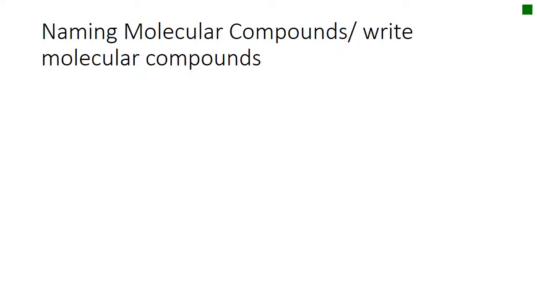It doesn't matter even if you have only one, you would use the prefix mono. For example, carbon monoxide. Your second element here, there's only one, but you would use the prefix mono. So your prefixes are mono 1, di 2, tri 3, tetra 4, penta 5, hexa 6, hepta 7, octa 8, nona 9, deca 10.